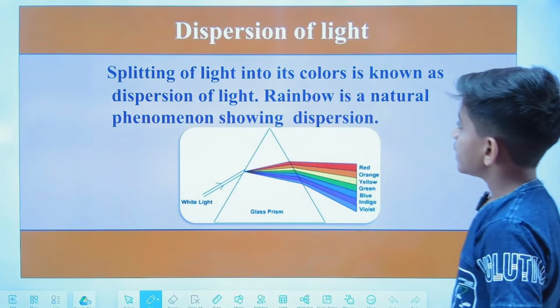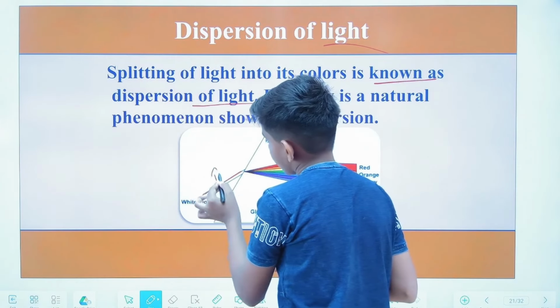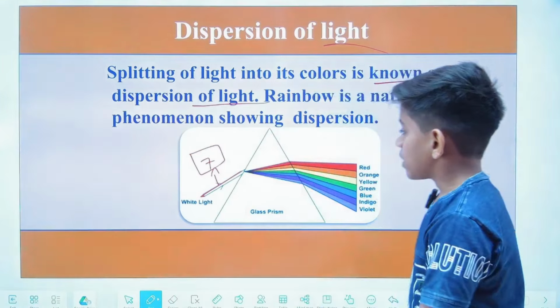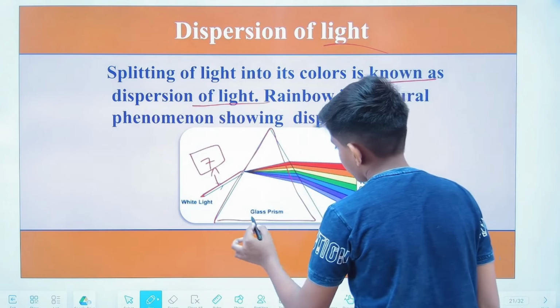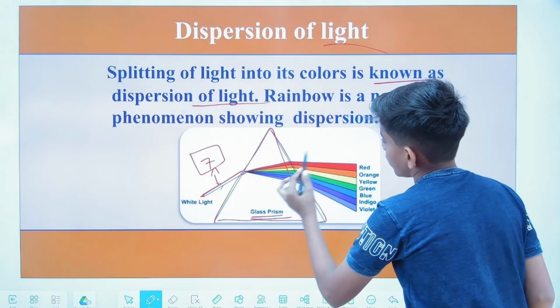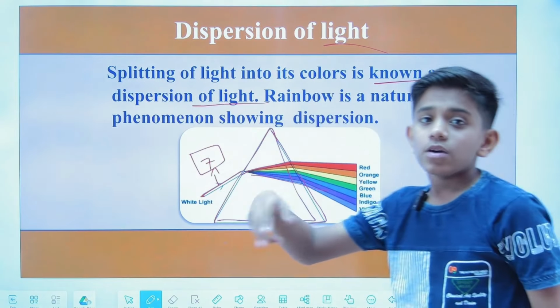Dispersion of light. The next phenomenon of light is the dispersion of light. Splitting of light into its colors is known as dispersion of light. In class 7th, you learned that sunlight is white. It is white, but it contains 7 constituent colors which we cannot see with our naked eyes. But when this light is passed through a glass prism, a 3D object made of triangles, it disperses or splits into its constituent colors.